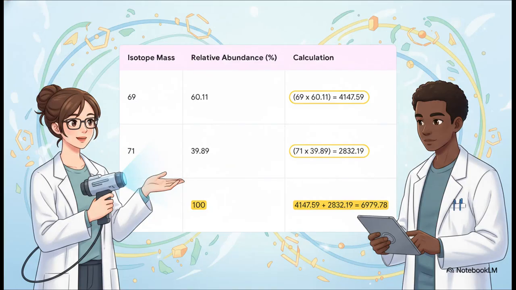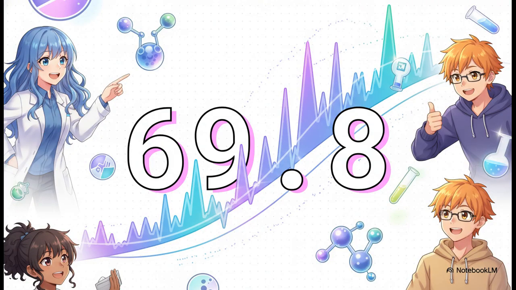So let's apply our method. For the first isotope, we do 69 times 60.11, which gets us 4147.59. For the second one, it's 71 times 39.89, which is 2832.19. That's step 1 done. Step 2, add them up. That gives us a grand total of 6979.78. And now for the final easy step. We just divide our total by 100.